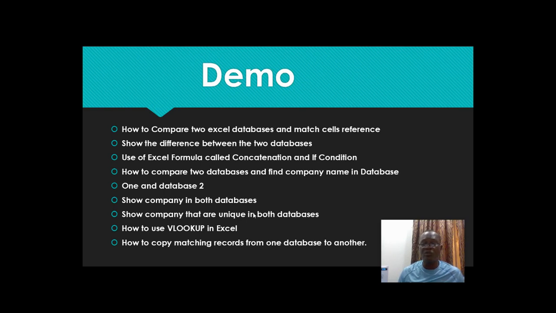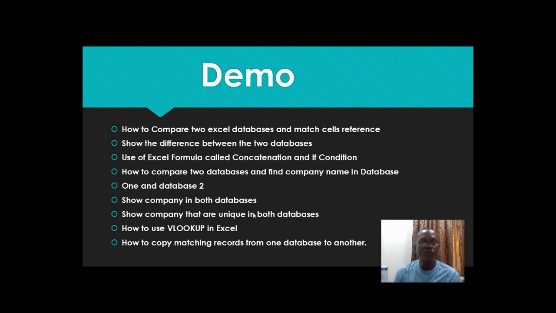When I talk about database, you can have an Excel database. Maybe you're working on subscription, so you have maybe 1,000, 2,000 names in a database, and maybe you're saving this database at different vintages. And sometimes you want to bring two databases together, and you want to find corresponding information. That's what we want to do today.